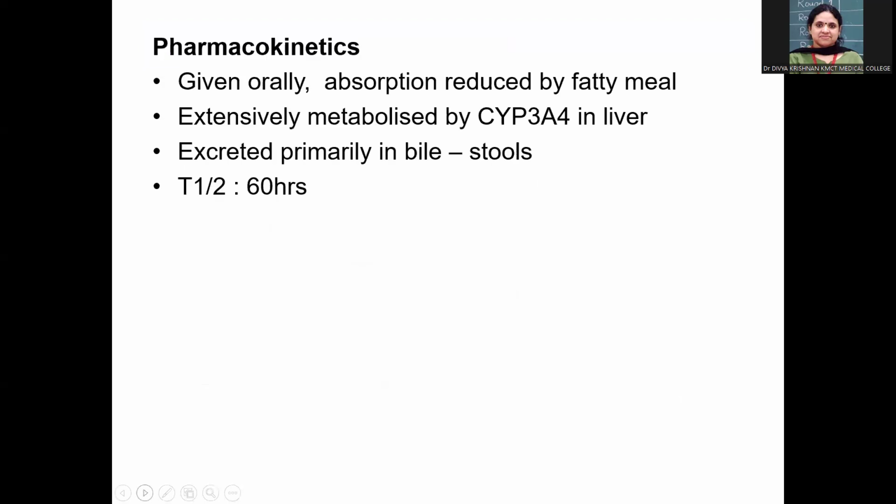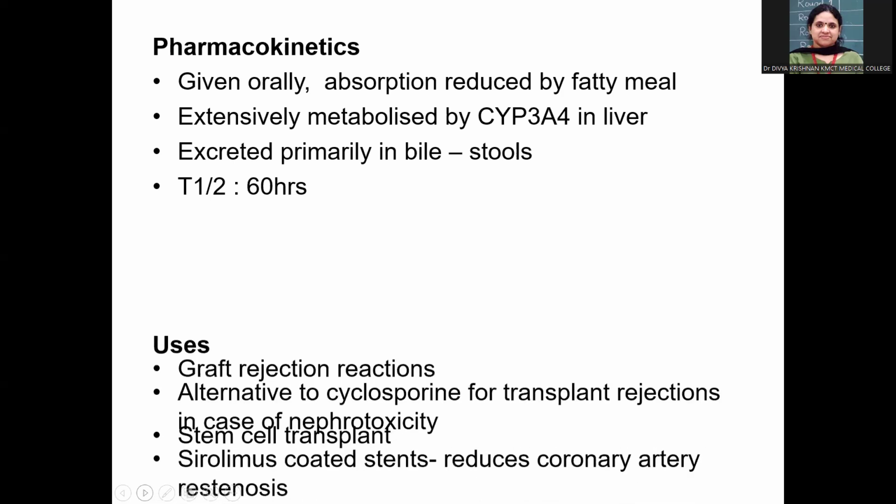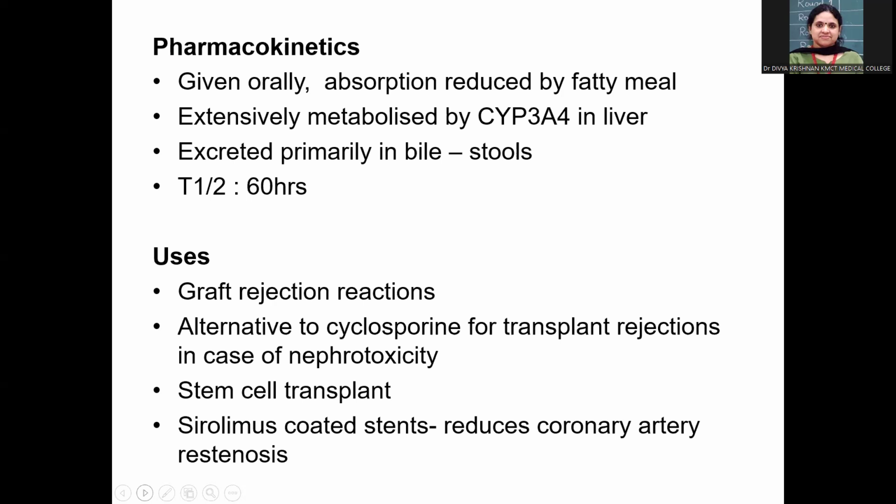Now, the pharmacokinetics: it is mainly given orally, and its absorption is reduced by a fatty meal. It is also metabolized by CYP3A4 and is excreted mainly in the bile. T-half is around 60 hours. The uses involve, again, preventing the graft rejection reaction, and it is an alternative to cyclosporin for transplant rejections in case of nephrotoxicity. We already mentioned that nephrotoxicity is a limiting feature for cyclosporin use. So this is an alternative to cyclosporin for rejections in case of nephrotoxicity.